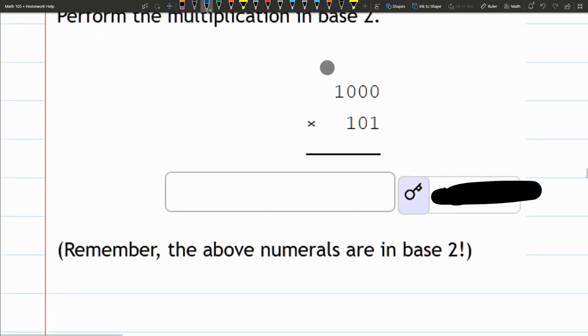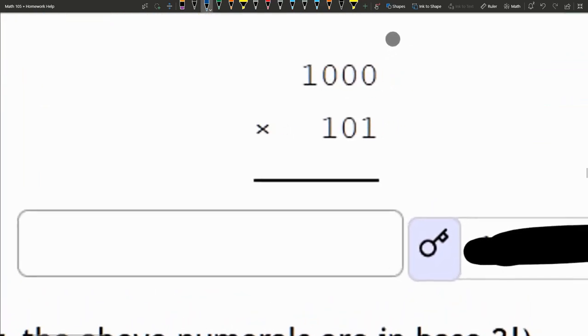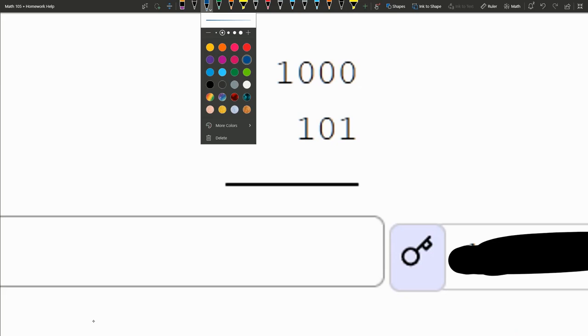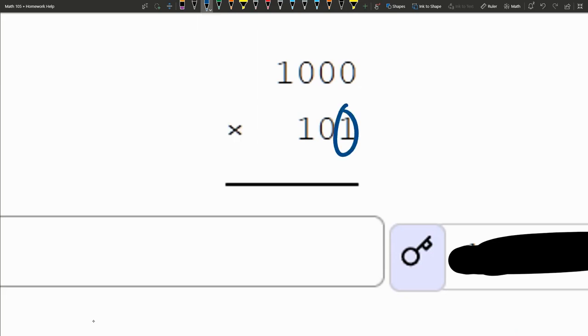All right, you do have to remember how to multiply, which can be a little bit tricky. So the way I was taught is you start with the smallest digit here and you multiply it by all the other digits up top. So 1 times everything up here, 1 times 0 is 0, 1 times 0 is 0, 1 times 0 is 0, 1 times 1 is 1.